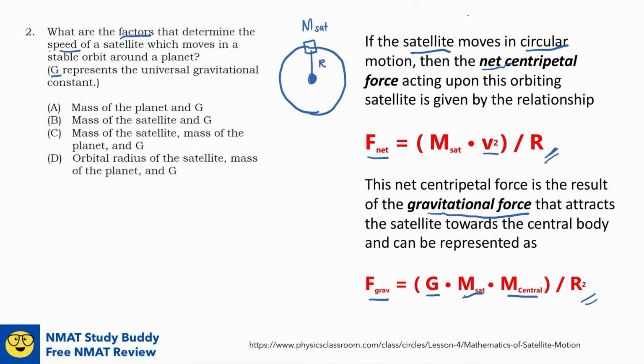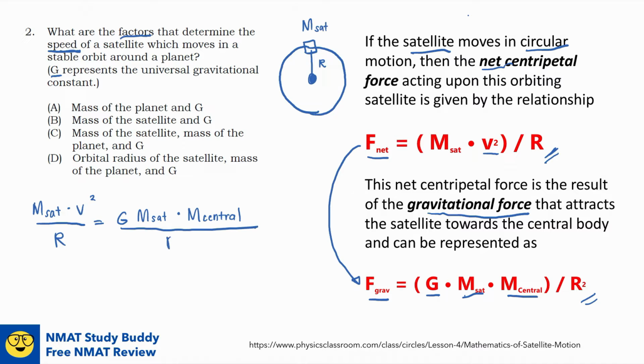Yung tanong is yung factors na nagde-determine ng speed ng satellite. Kapag sinubstitute natin tong F net dito sa gravitational force, ganiting magiging itsura niya. M satellite times V squared all over R is equal to gravitational constant times mass nung satellite times mass nung central planet all over R squared. And then, yung goal natin is makuha yung speed or yung V squared. So, V squared is equal to, makakancel na yung R dito. And ito, makakancel yung isang R.